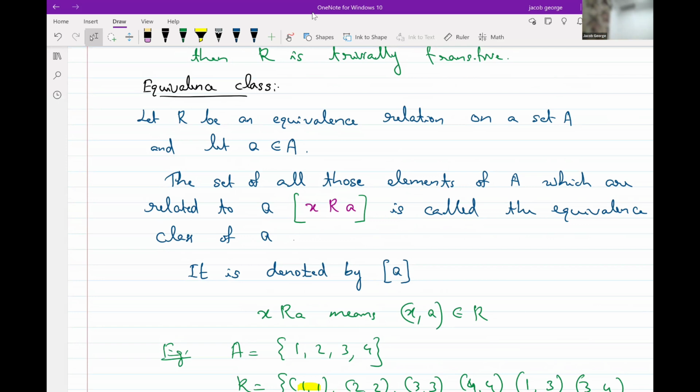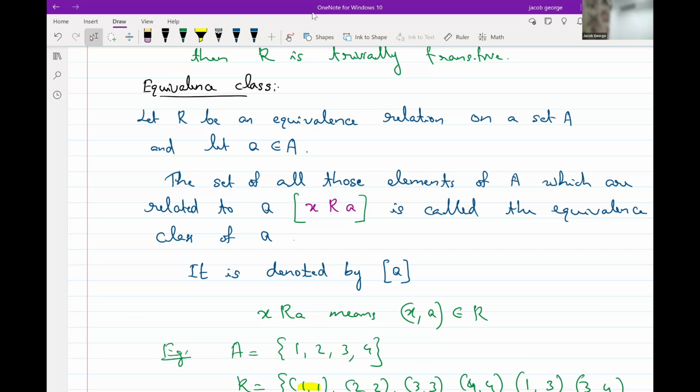Let small letter a be an element of capital A. Here I took an element like 1. Then the set of all elements of capital A which are related to small letter a, that means all the x collections we have to find. All x which are related to a, related to a means (x, a) is an element of capital R. Those x values are called the equivalence class of a. Is it clear?